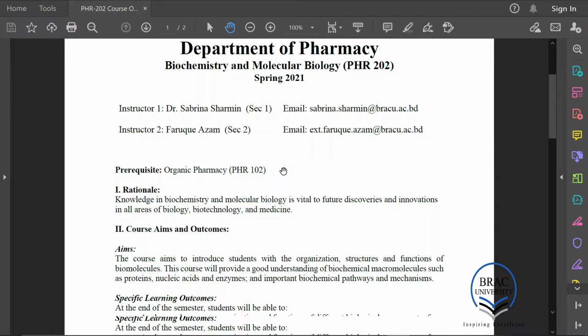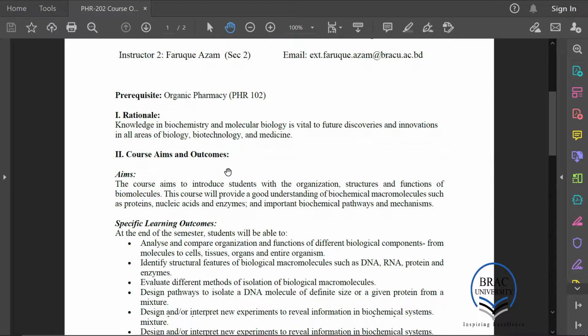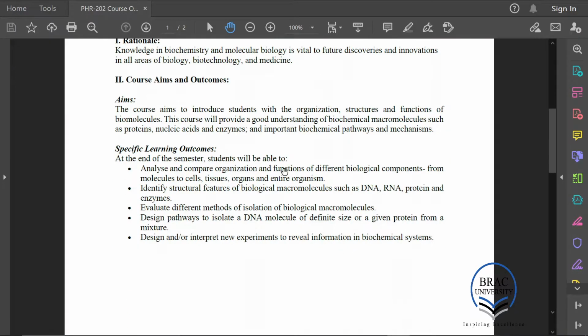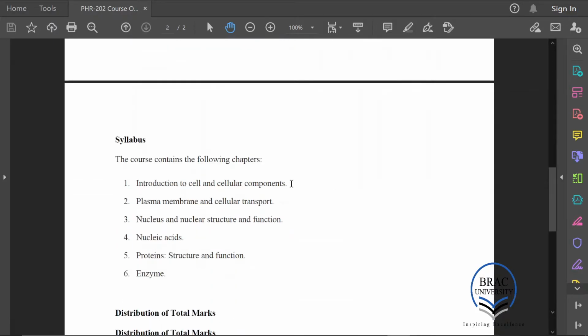So we expect our students to have a fair knowledge of organic pharmacy or organic chemistry. So here are the rationales and course aims and outcomes, and here is the syllabus.